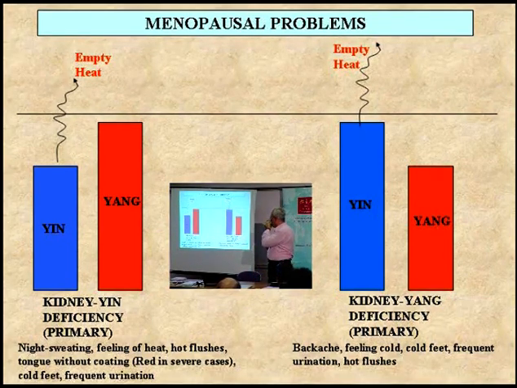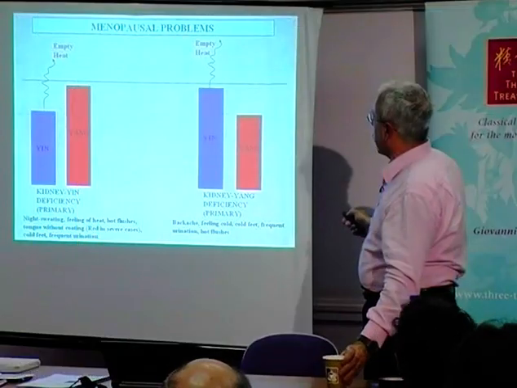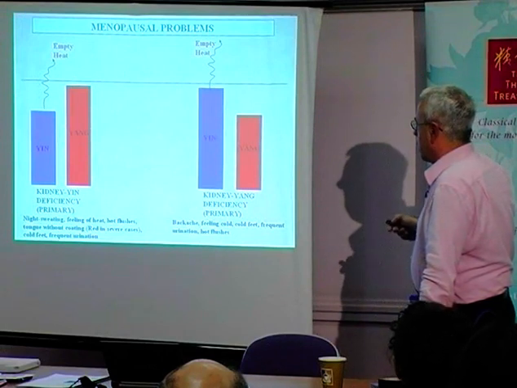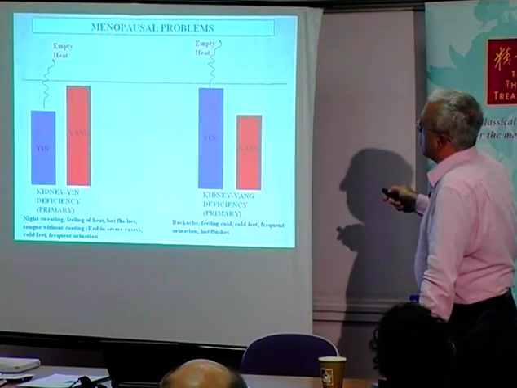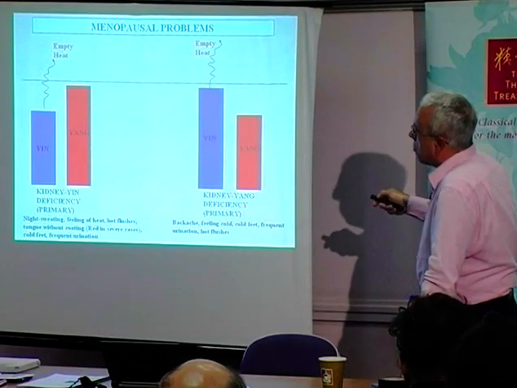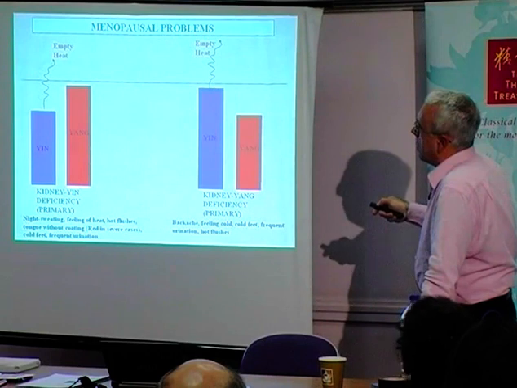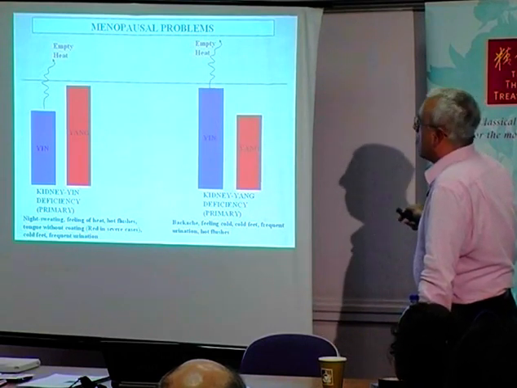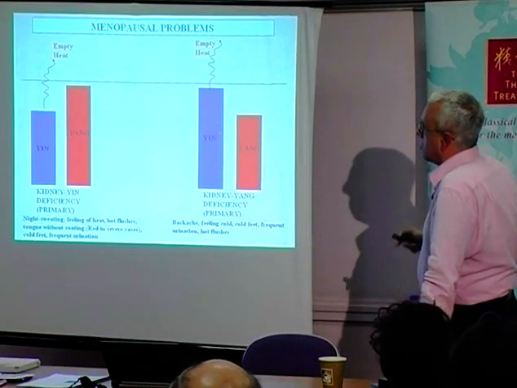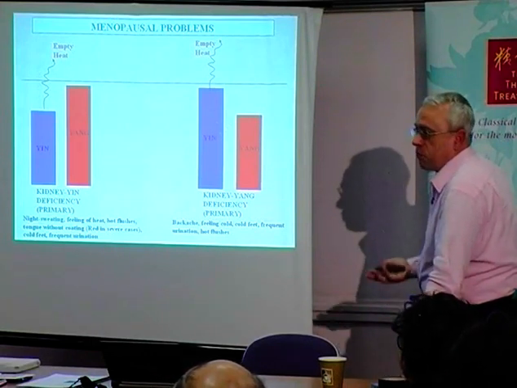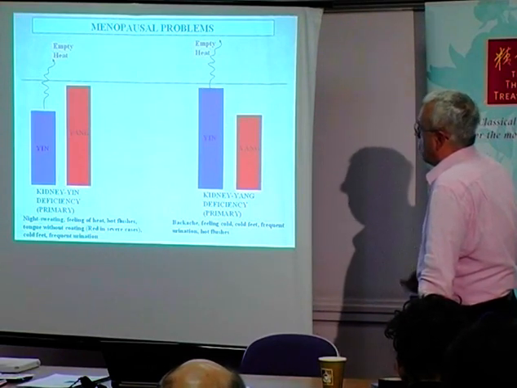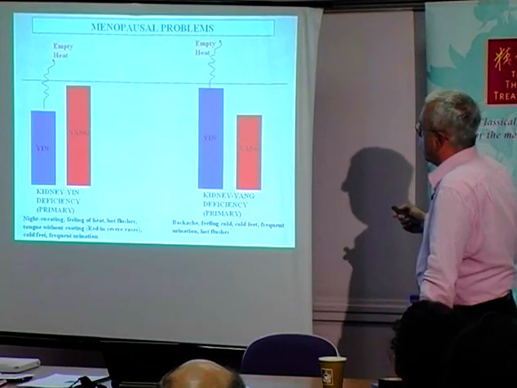Here, this is a menopausal woman who has primarily kidney yang xu. So she has a lot of kidney yang xu symptoms, but she also has empty heat, because the yin is also deficient. And that's the rule rather than the exception, i.e. they are both deficient, with the predominance of one or the other. Generally speaking, it's about 50-50. About half of the menopausal women I treat have kidney yang xu.